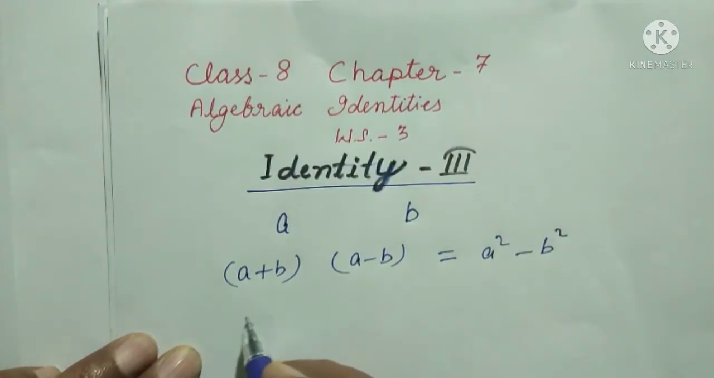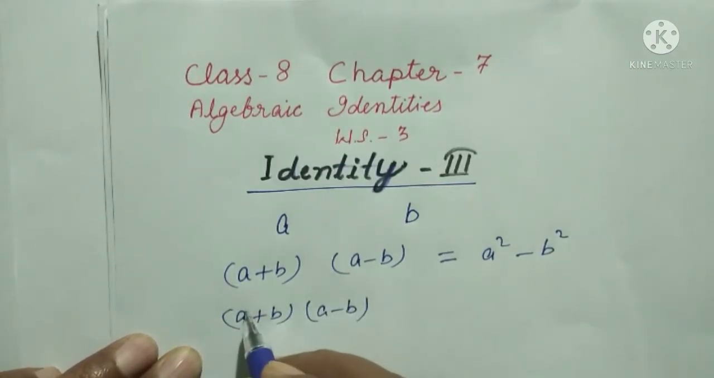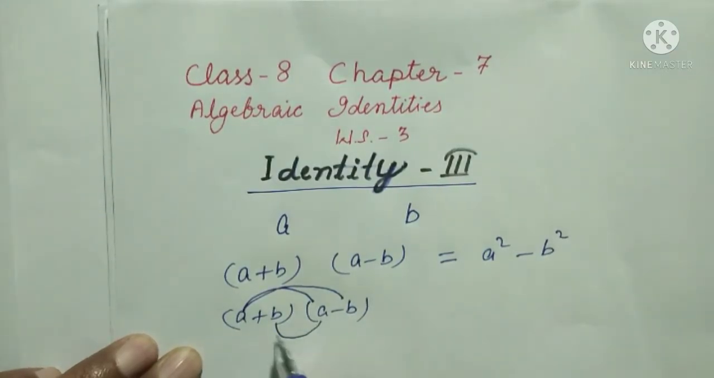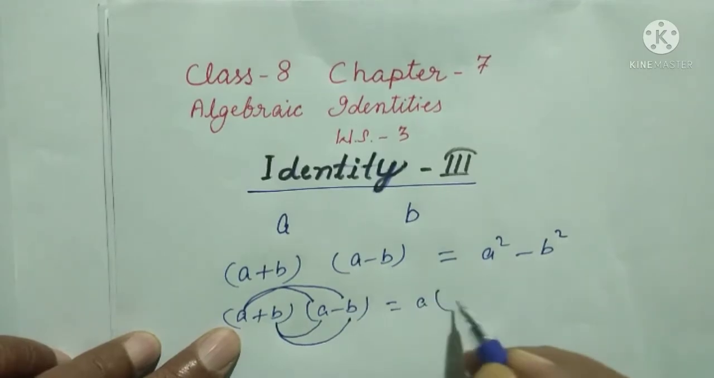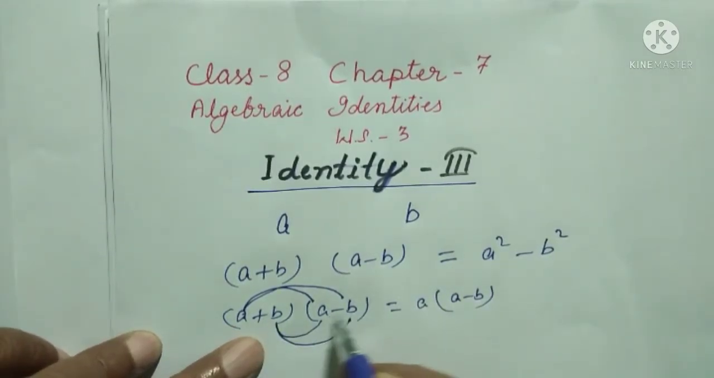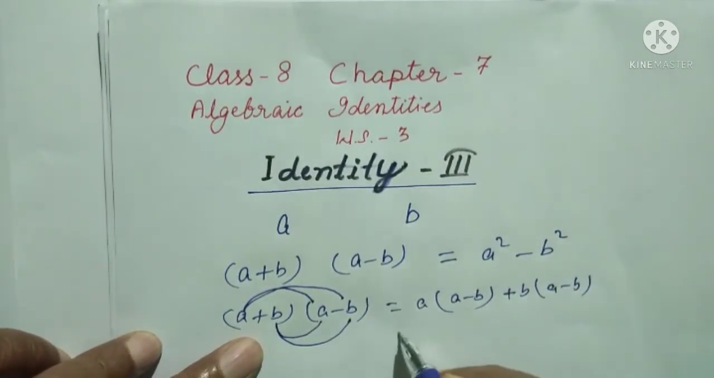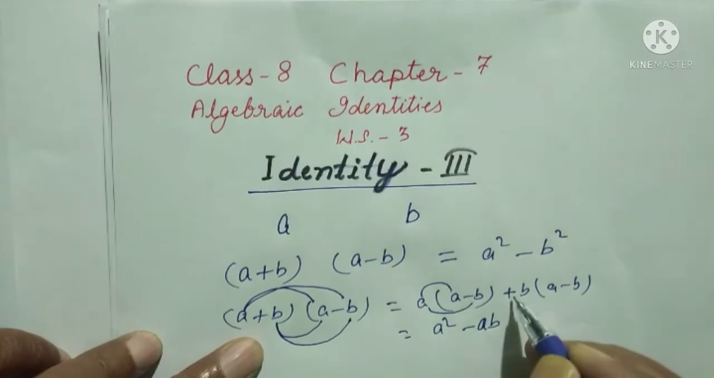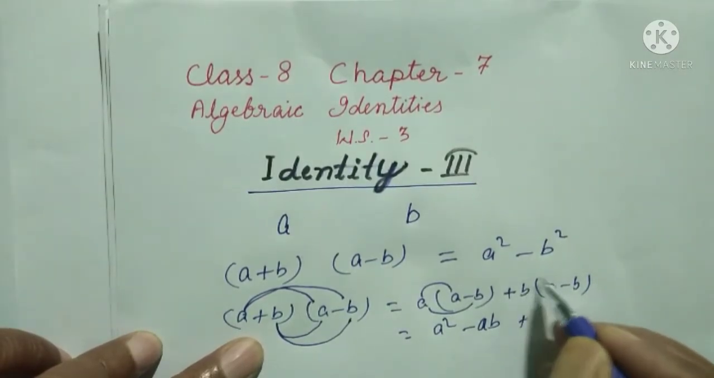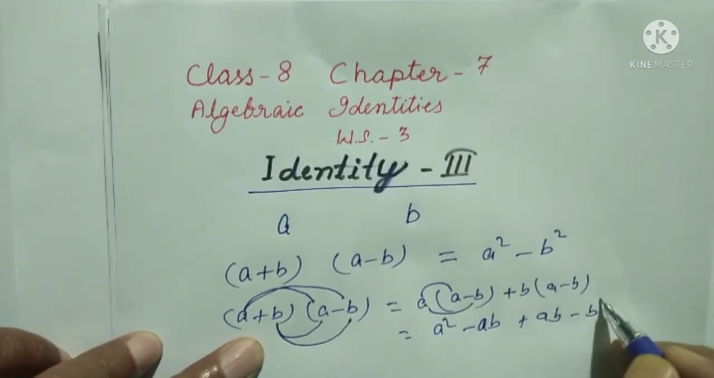How? Let's see. If you multiply A plus B and A minus B, first multiply A into A, then A into B, then B into A, and then B into B. A into A, it is like this, A minus B. B into the second binomial, it is plus B into A minus B. Now A into A is A square, A into B minus is minus AB, plus B into A, you can say BA or AB, both are correct. Now B into B, B square, plus minus minus B square.